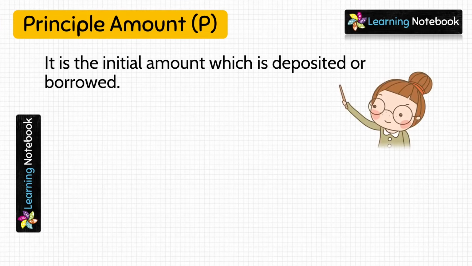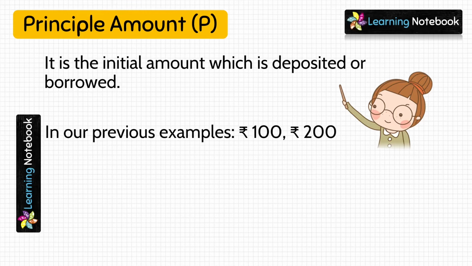Let's move to the next term related to simple interest. It is called the principal amount and is denoted by capital P. It is the initial amount which is deposited or borrowed. In our previous example, where Amit deposited and borrowed money from the bank, the principal amounts were 100 rupees and 200 rupees.